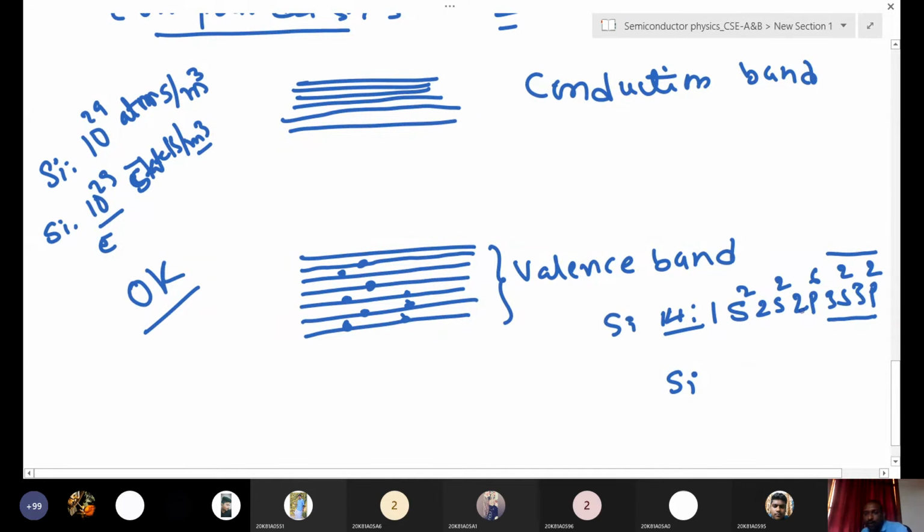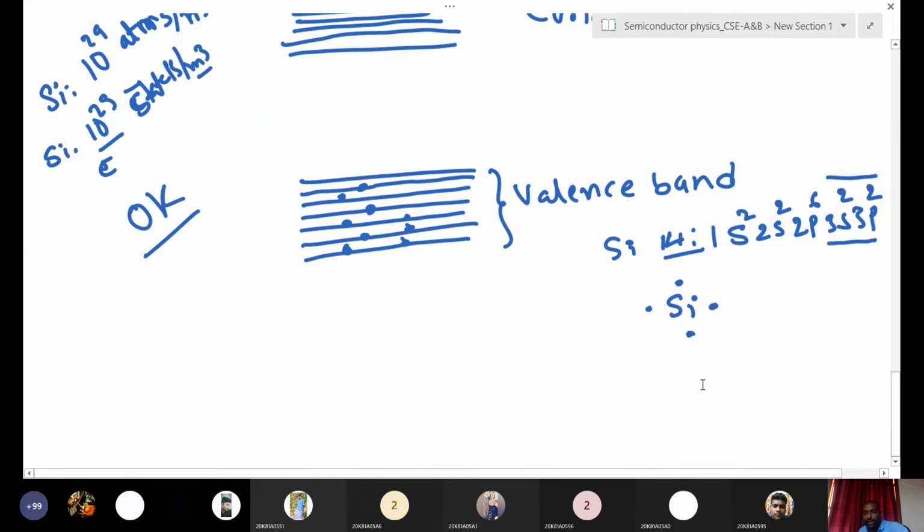For silicon, there are 4 valency electrons, 2 in the s orbital and 2 in the p orbital. So this silicon will share one electron with a neighboring silicon and make a covalent bond. Silicon always forms covalent bonds. Here also a neighboring silicon shares one electron and makes the covalent bond, and here also another neighboring silicon shares one more electron and they make the covalent bond.